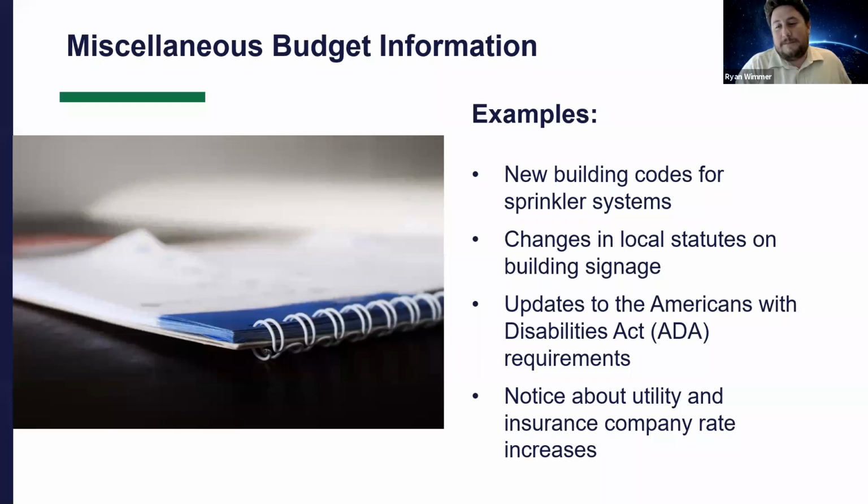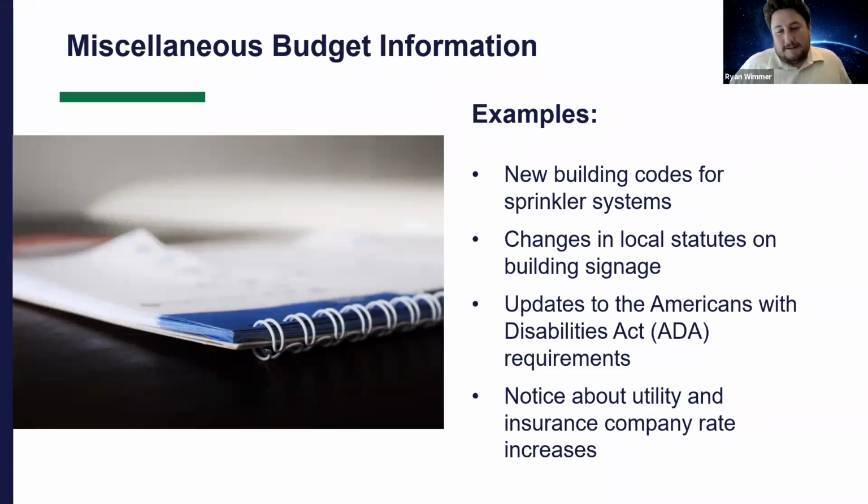New building code requirements for sprinkler systems could be an example. Changes in the local state statutes on building signage. I did have that, a monument that was removed in a community. And then we found out that we were no longer able to put a new monument in after they had updated the code for the community, for the city. So that community took their sign out and never was able to get their sign back in. It was a bit of a bummer. Other examples might be updates to the Americans with Disabilities Act. That's something we have no control over, but we have to comply to.